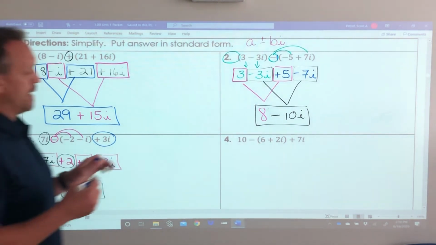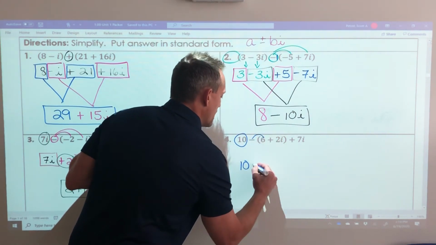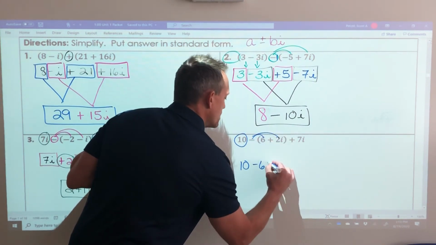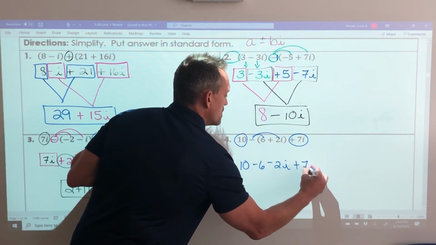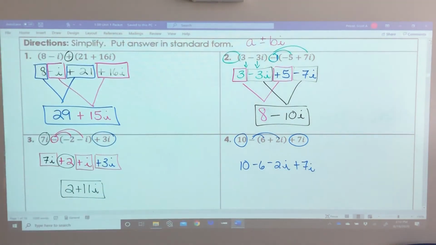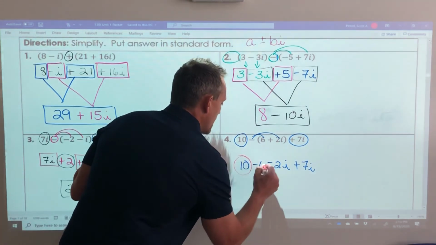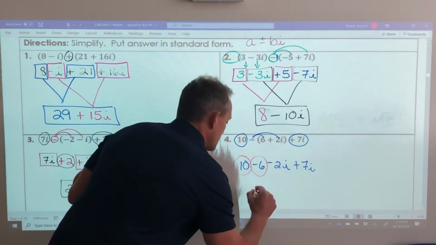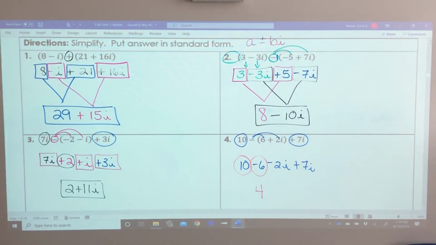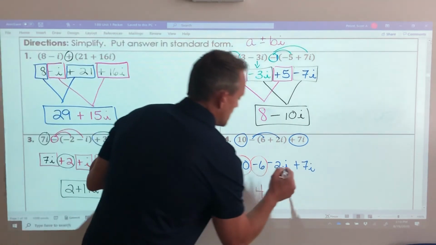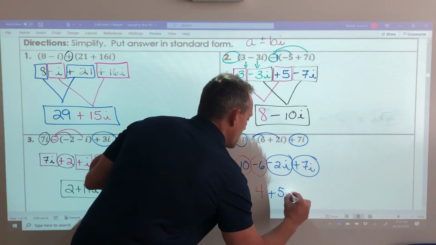All right, next one. 10 comes down. Negative gets distributed. 7i comes down. And there's our next little set we have to combine. 10 minus 6 is 4. Negative 2 plus 7 is positive 5i.